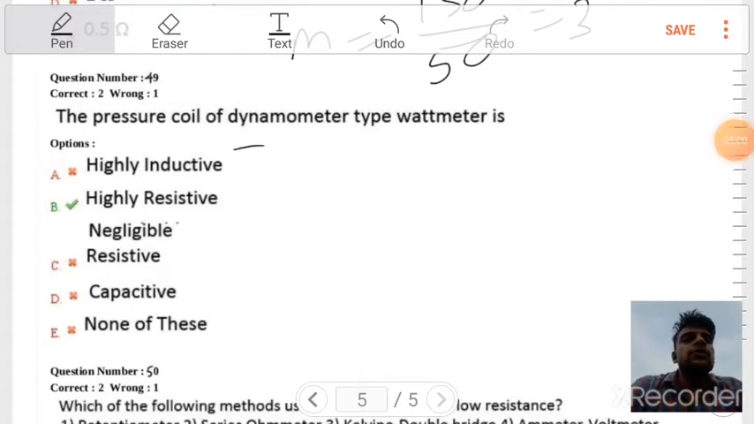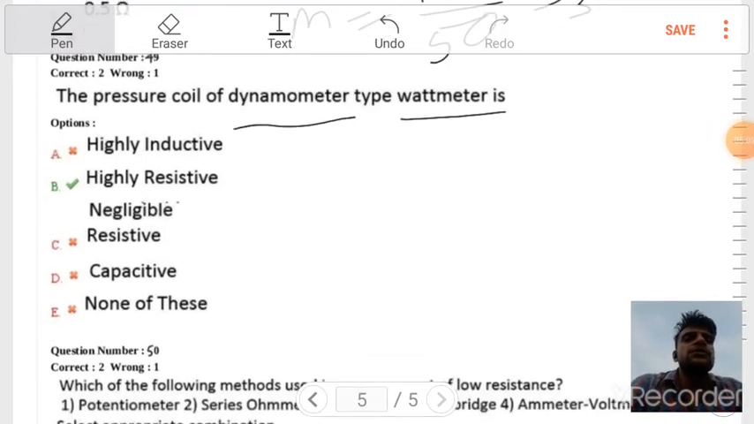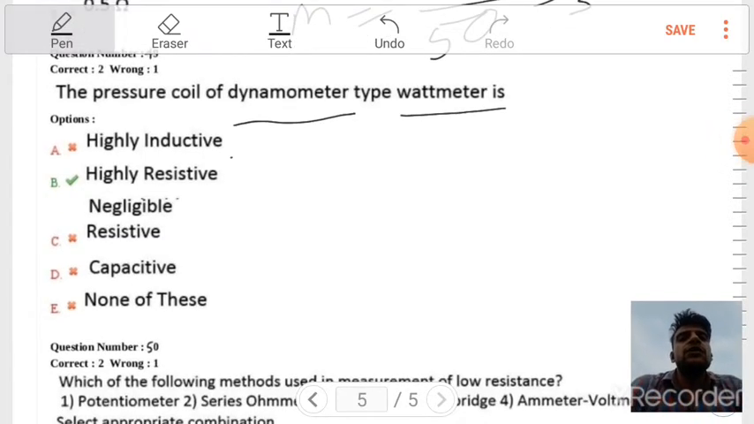The pressure coil of a dynamometer type wattmeter is: highly inductive, highly resistive, negligible resistive, capacitive, none of these. So option B is correct, highly resistive.